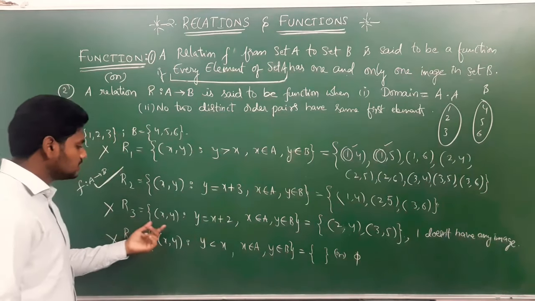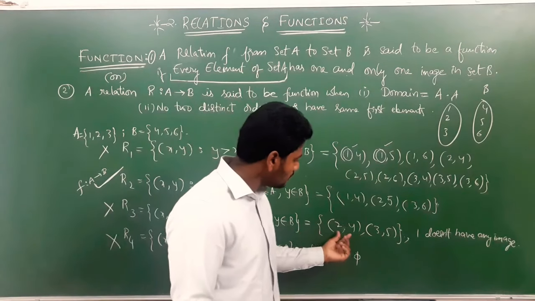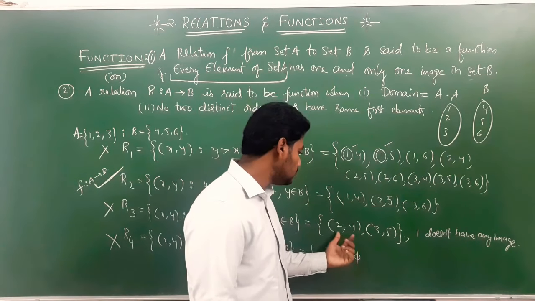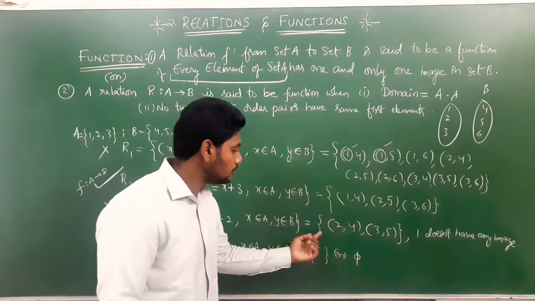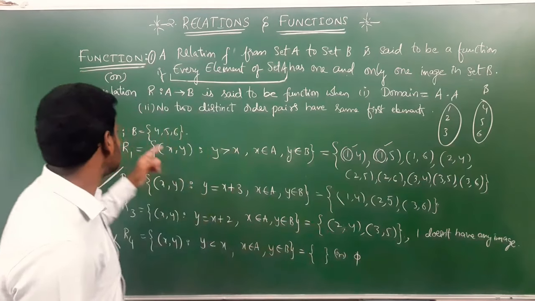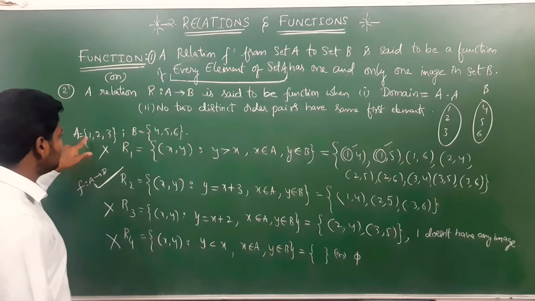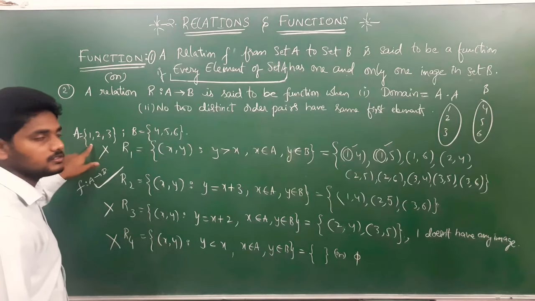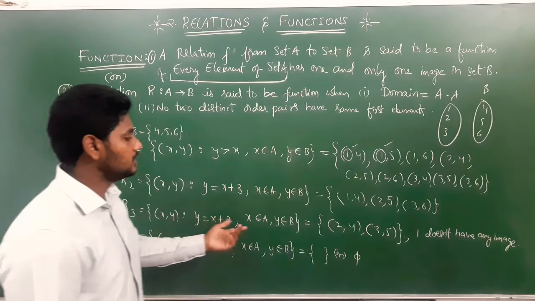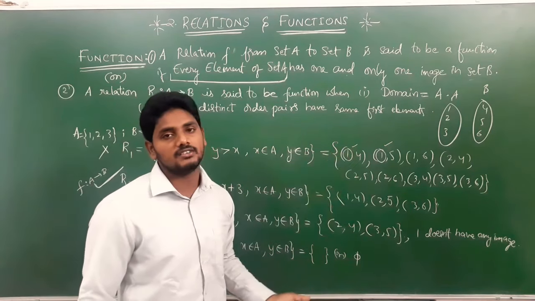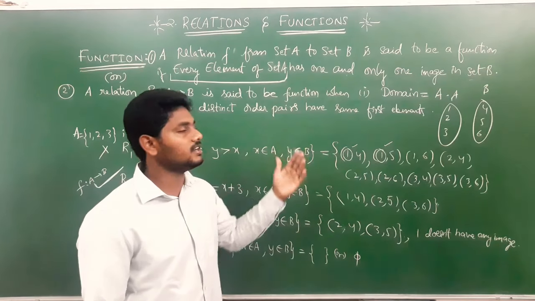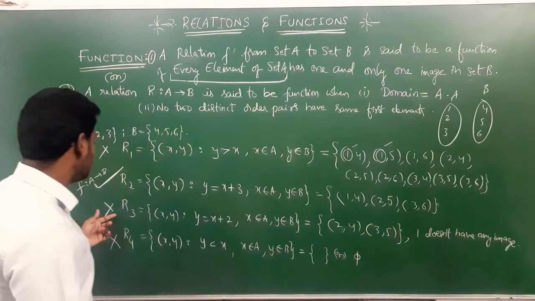Next one. Relation 3, you check. 2, 4 and 3, 5. What is the domain? 2, 3 from this. Domain is 2, 3. But that is not equal to set A. Set A has the element 1 also. So it doesn't satisfy the first condition. So no need to check the second one. So it is not a function.